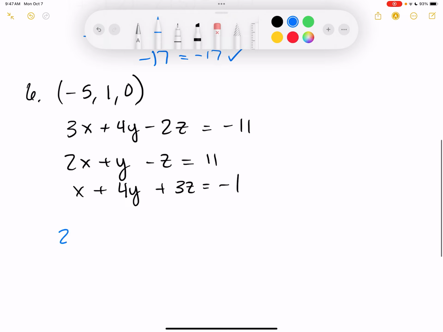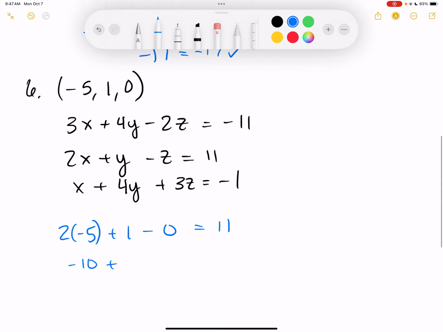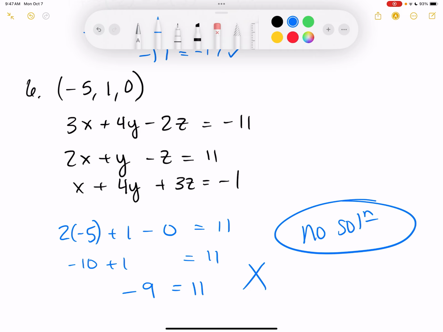Coefficients. All right, 2 times -5 plus 1 minus 0 equals 11. -10 plus 1 equals 11. -9 equals 11. Nope, so no solution, or you could say not a solution, however you want to do it. So once you get one that's a no, you don't have to keep going. Now on this one, I'm not going to work them all out, but if you had done 1 and 3, you would have gotten yeses, and 2 was a no.